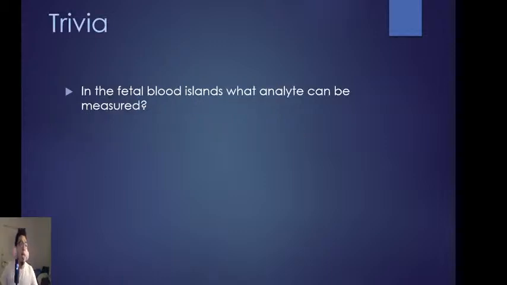In the fetal blood islands, what analytes can be measured? Diba? Bongga ang question na to. In the fetal blood islands, what analytes can we measure? Alright?